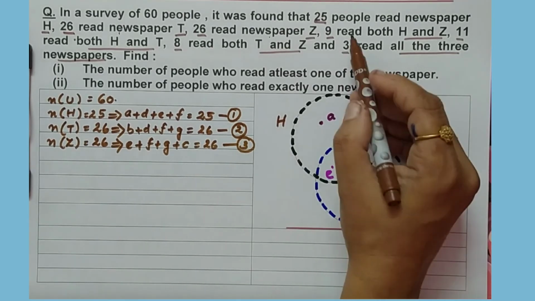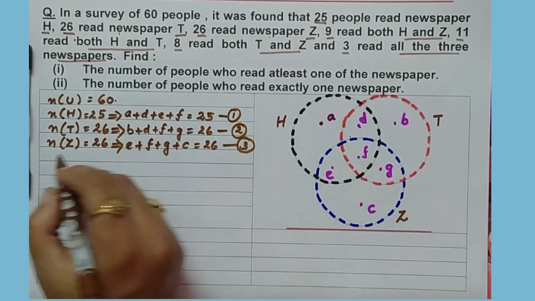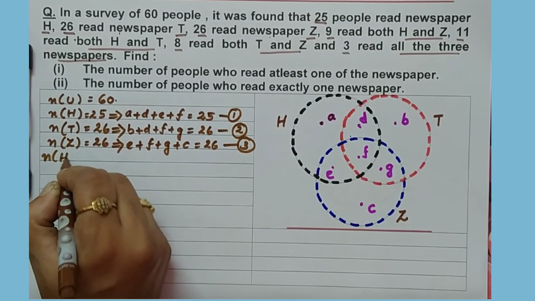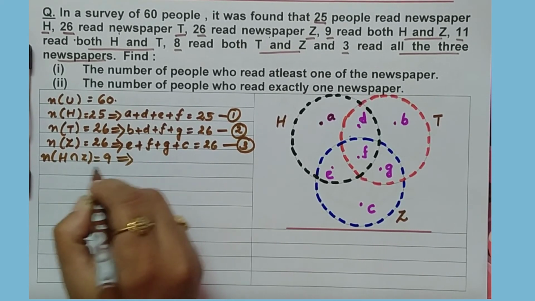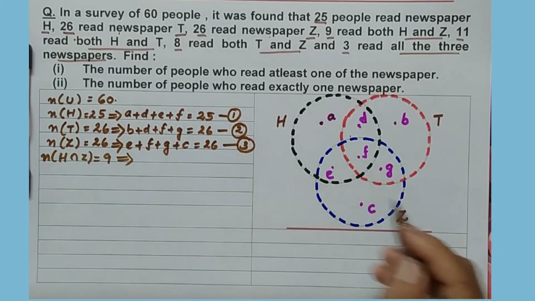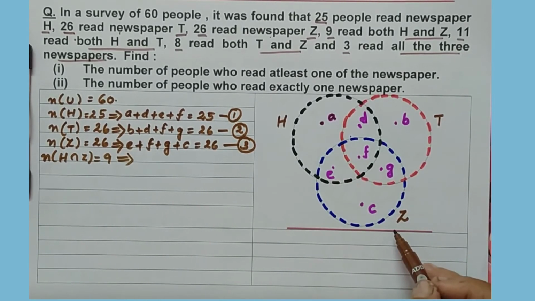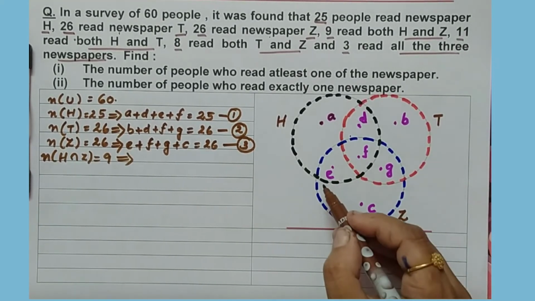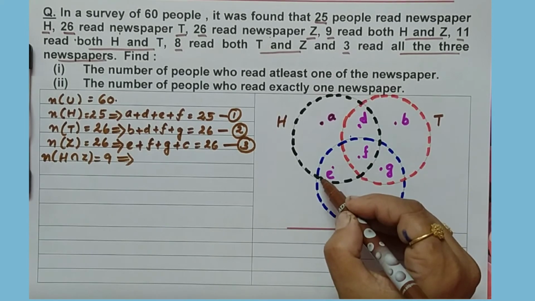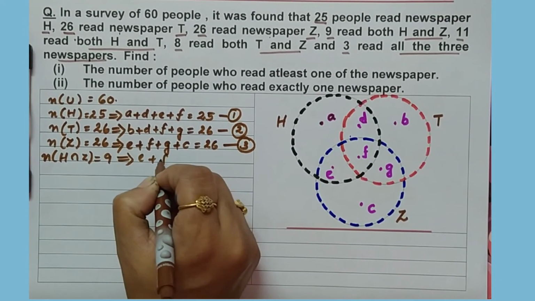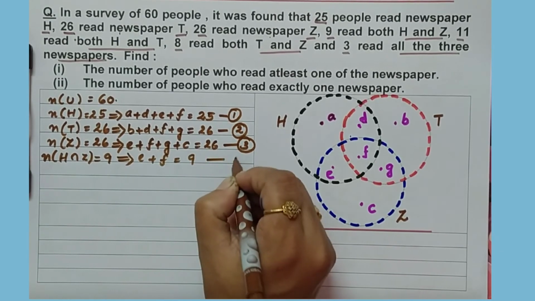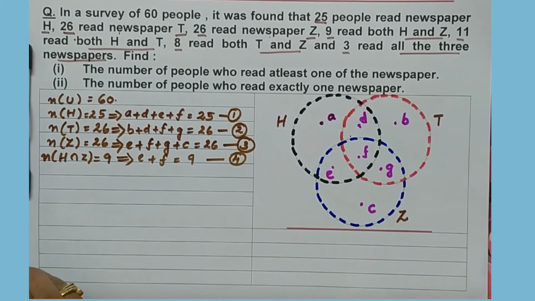Next step, 9 read both H and Z. Both H and Z equal to 9. Which is the area containing H and Z? The area enclosed between the black circle as well as the blue circle, that is E plus F. E plus F equal to 9. Equation number 4.